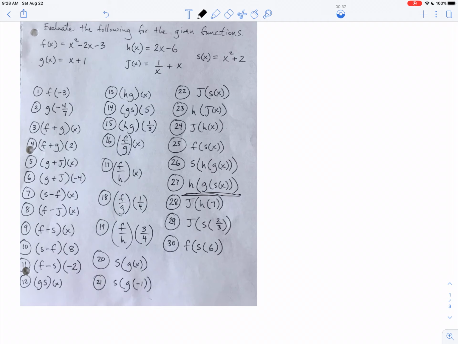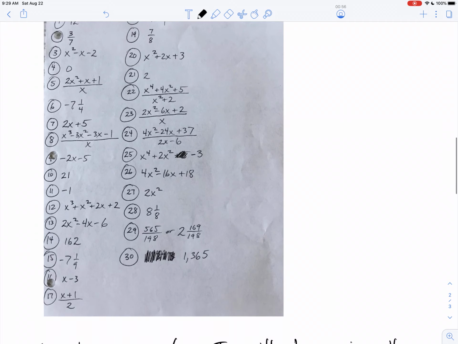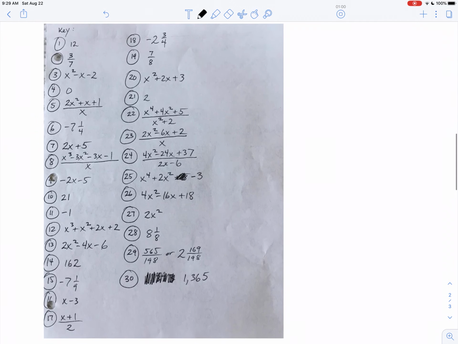That means I'm going to plug S into G, and then take that result and plug that into H. Oh yeah, you can do that. You could plug as many functions in, compose them as much as you want. But anyway, I'm going to get rid of that line. Please pause it, take a picture of it, and here's the answer key. Pause it, take a picture of it.